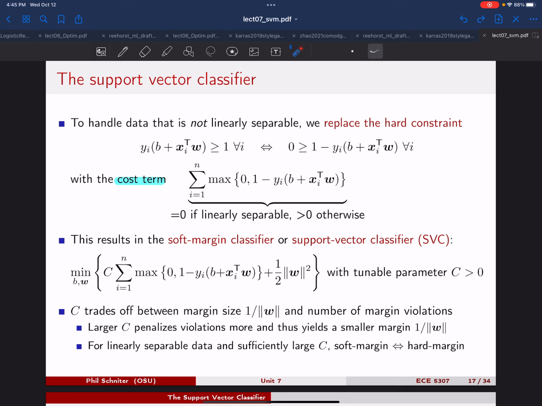But you could go the other way. You could say, I'm going to allow samples to fall in the street, I don't care so much about that, and I'm going to increase my street width proportionally. That will increase the width. The margin is basically the width of the street. So this is a trade-off that we will have to make. But that's essentially our new classifier. So C trades off between margin size and number of margin violations. And this is a very useful classifier because it does not require the data to be linearly separable.